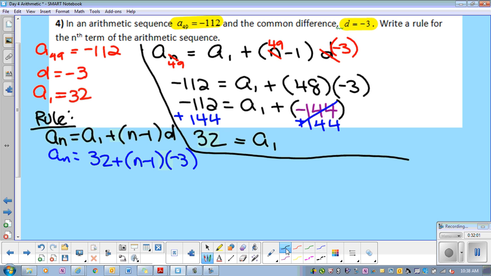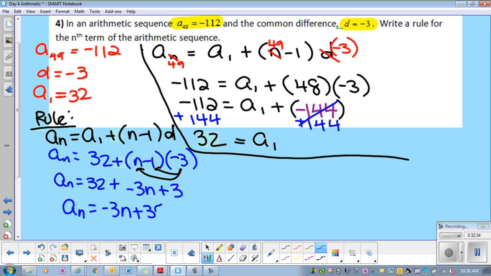And then now you distribute. This is what we did before in those previous problems. So now I have a sub n equals 32 plus, what's negative 3 times n? Negative 3n. And then negative 3 times negative 1, which is positive 3. Then we have a sub n equals negative 3n plus 35. Questions? This one just needed an extra step because they didn't tell you what the first number in line was. You had to go find it. It just makes it a little bit longer.